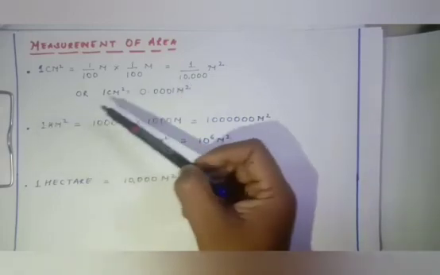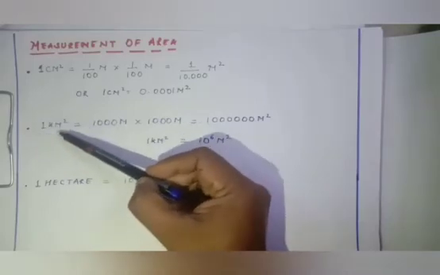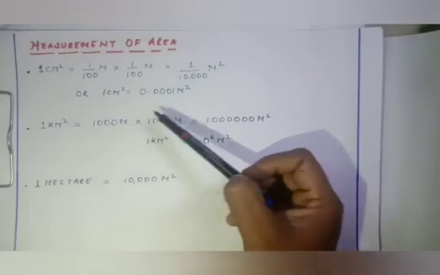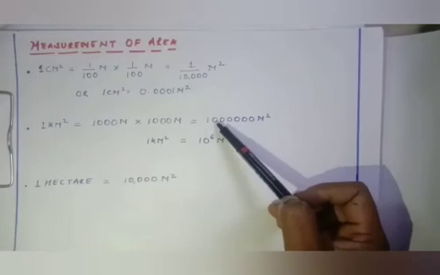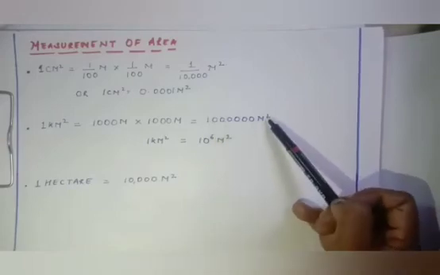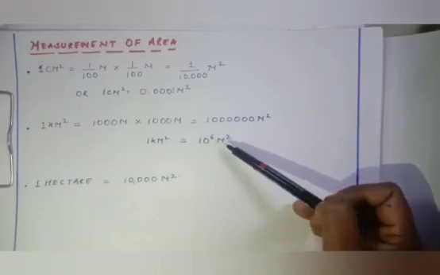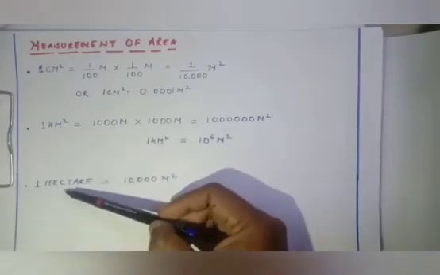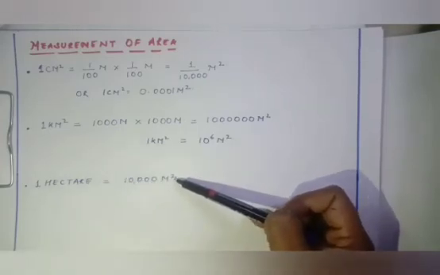Since 1 kilometer is equal to 1000 meter, so over here 1 kilometer square is given. So 1 kilometer square is equal to 1000 meter into 1000 meter, that is 10 lakh meter square, or 1 kilometer square is equal to 10 to the power 6 meter square. Next is 1 hectare. 1 hectare is equal to 10,000 meter square.